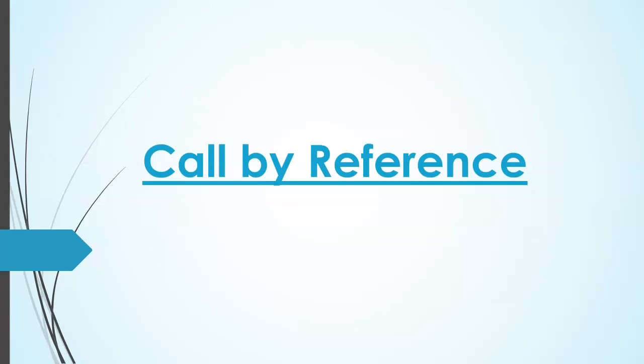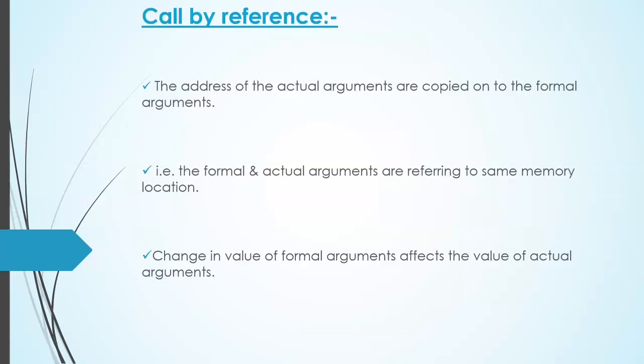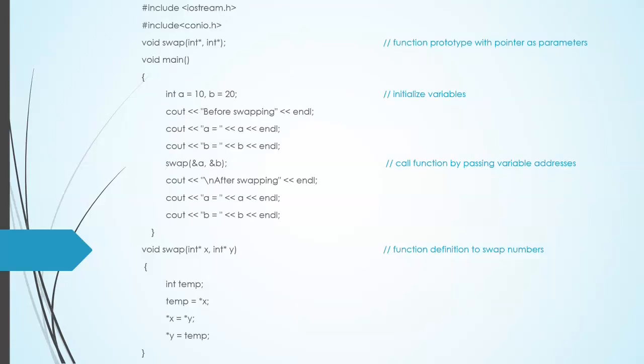Now we'll see call by reference in detail. In call by reference, the actual arguments' addresses are copied to the formal arguments. That is, the formal and actual arguments are referring to the same memory location. So, a change in the value of formal arguments affects the values of actual arguments. Now, we'll see an example of call by reference.